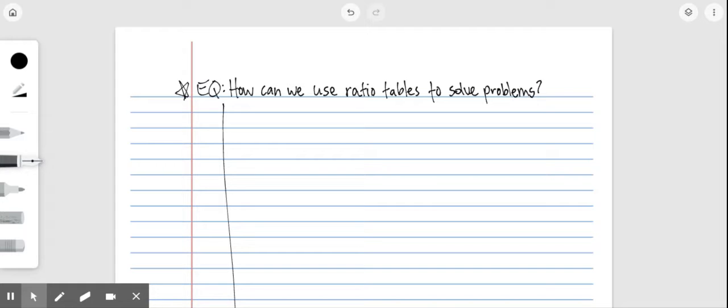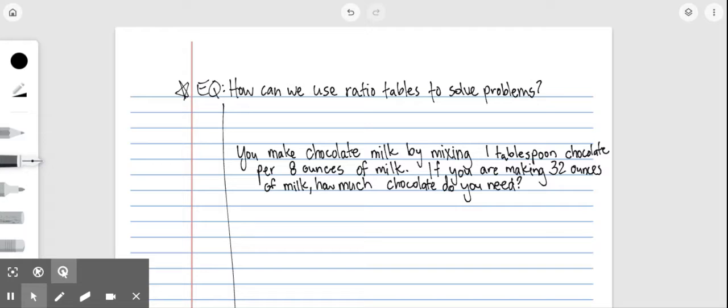All right. So I'm going to start by writing a story problem. Okay, so our story problem. You are making chocolate milk by mixing 1 tablespoon of chocolate for every 8 ounces of milk. If you are making 32 ounces of milk, how much chocolate do you need?